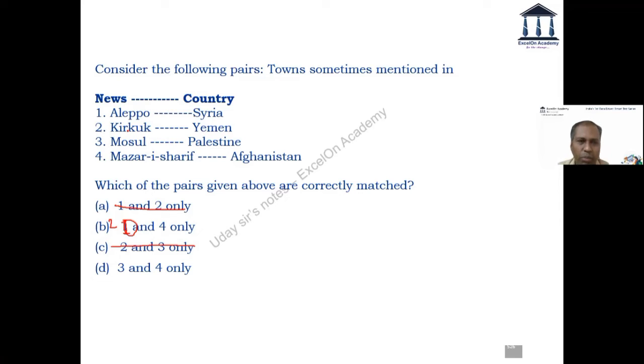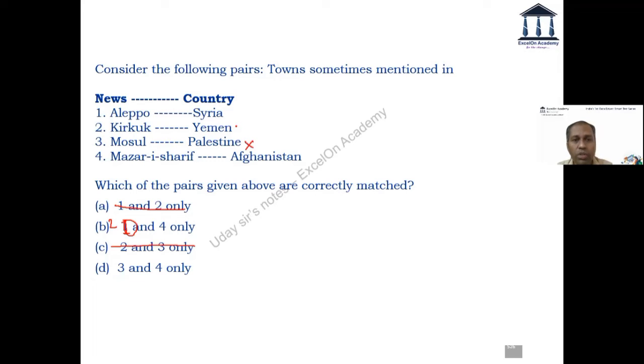Any idea, guys? Mosul, have you heard Mosul? It was in news for a very long time. Yeah, exactly. ISIS. Mosul is actually Iraq, guys. Yeah, Mosul is Iraq. ISIS, you are right. Mosul is also right. It is Iraq. Yeah, that is why it is called the Islamic State of, what is it? Iraq and Syria. Yeah, Islamic State of Iraq and Syria. So Mosul, so this is wrong.